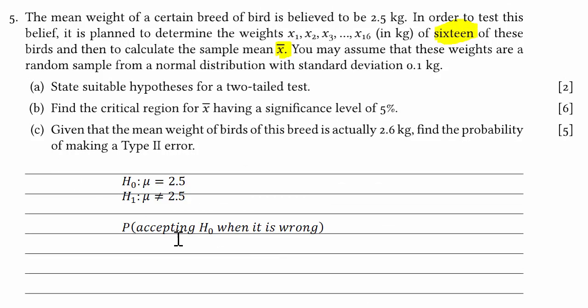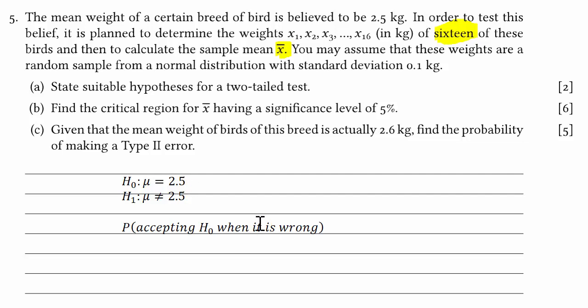So a type 2 error is the probability of accepting H0 when it is wrong. Now that's a bit wordy. Let's try and convert that into maths. There's two things here. One of them is what does it mean to accept H0? And the other one is, what does it mean that the null hypothesis is wrong? Now a lot of you put this and then said, well, if it's wrong, it is not equal to 2.5. Very sensible. But they've told us what it is. It's 2.6.